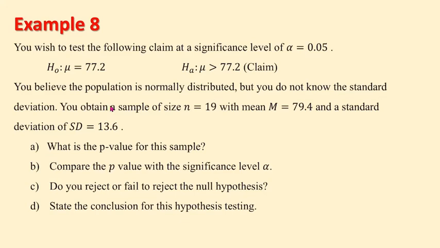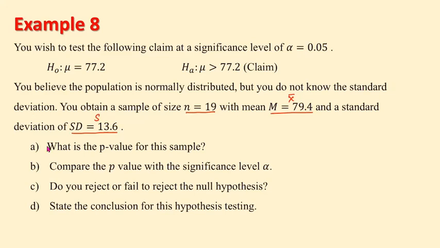But you don't know the standard deviation of the population. So you don't know the population standard deviation. That means here they are trying to tell us that the distribution will be a T distribution. You obtain a sample of n equal to 19, with the mean of 79.4. So for this sample, the sample mean is 79.4, and the sample standard deviation is 13.6, because you don't know the population standard deviation.